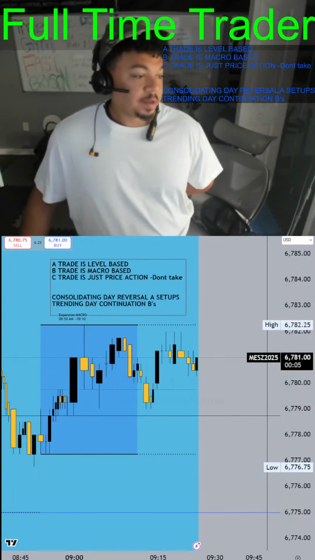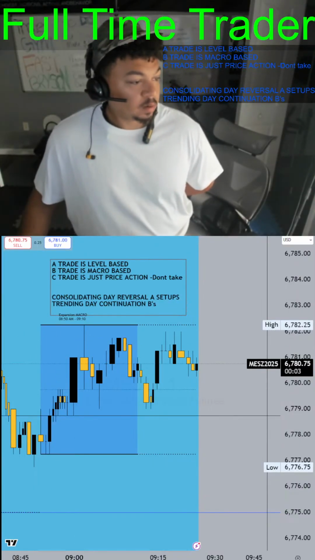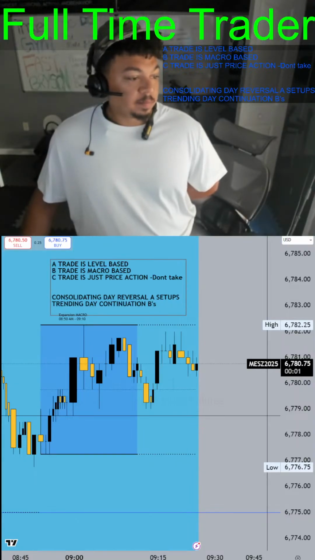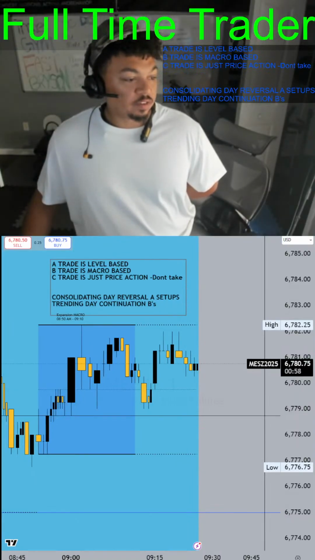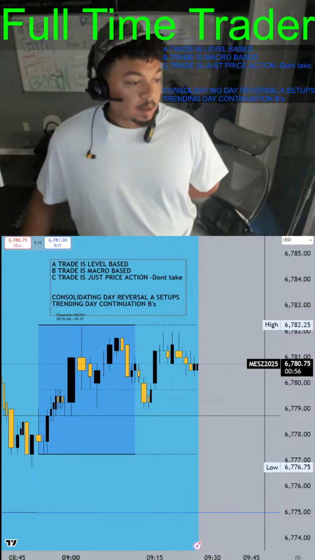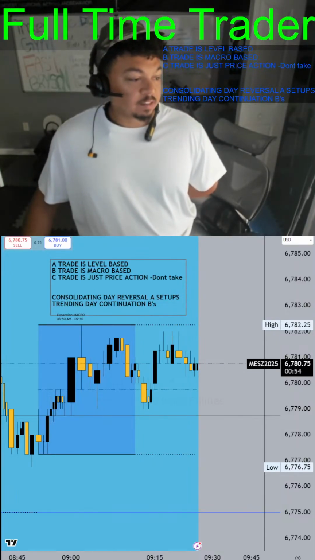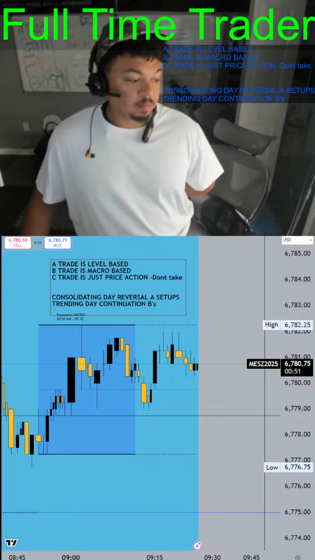We can see everything listed. I'm a full-time trader. The A trade is level based, the B trade is macro based, the C trade is just price action, don't take. Consolidating day, we want reversal A setups. Trending day, we want continuation B setups.